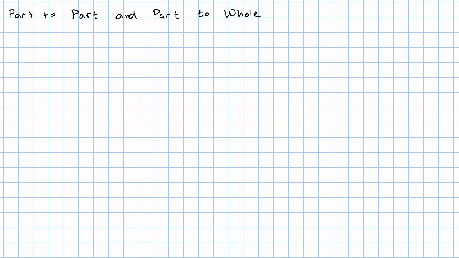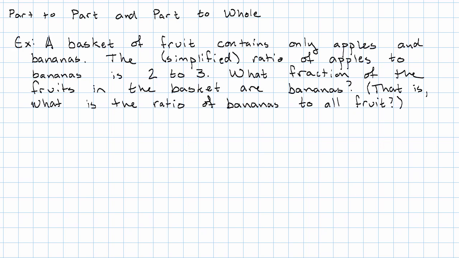Sometimes we'll be called on to convert between different kinds of ratios. Sometimes we'll be given a ratio of part to part, but really be interested in a ratio of part to whole, or vice versa. So, for example, we might be told that a basket of fruit contains only apples and bananas, and that the simplified ratio of apples to bananas is 2 to 3. We might then be asked, what fraction of the fruits in the basket are bananas? Which is another way of asking, what is the ratio of bananas to all fruit?